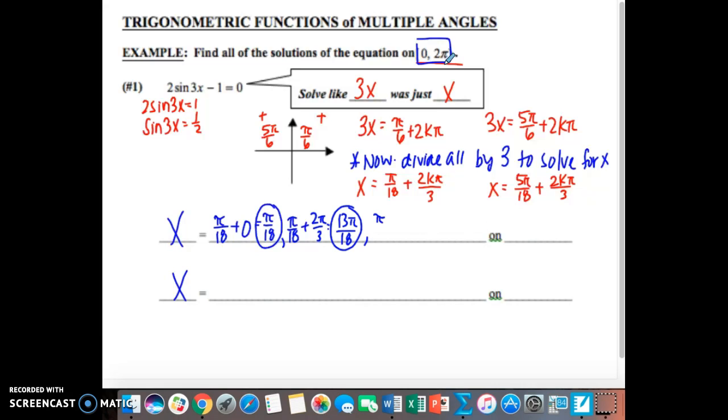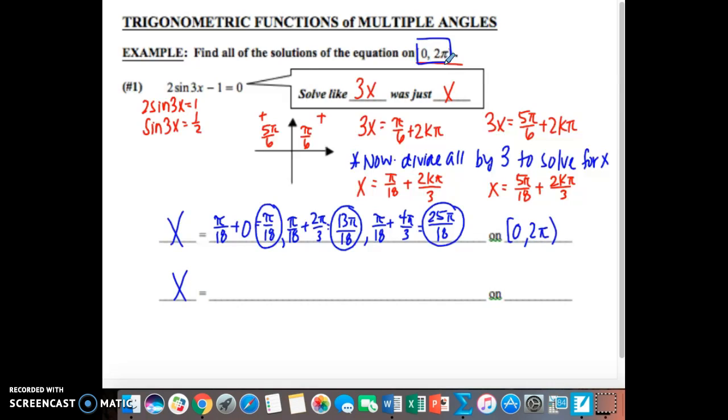We also need to add another k value to that. So when k is 2, we have pi over 18 plus 4 pi over 3, which equals 25 pi over 18. And that is on the interval 0 to 2 pi.